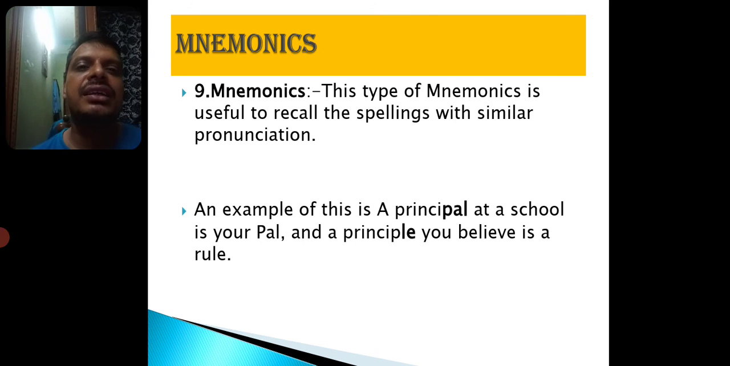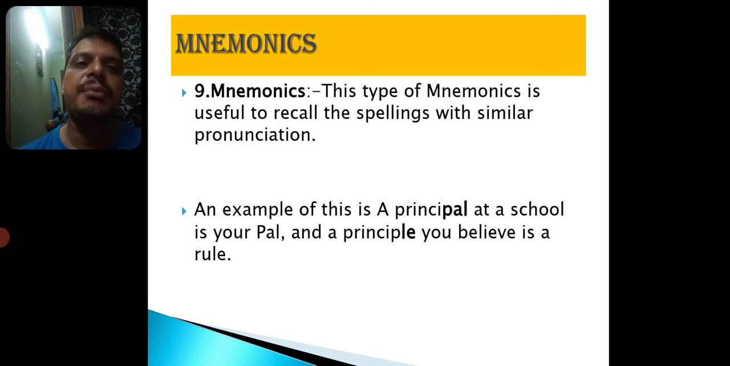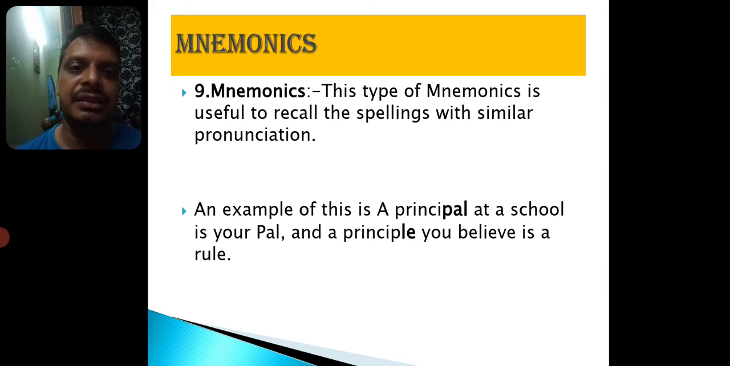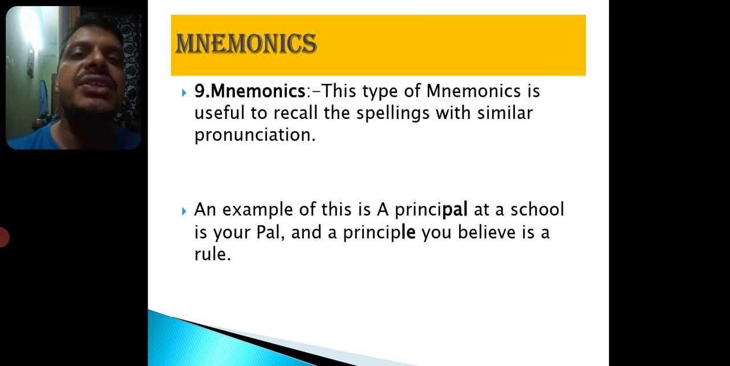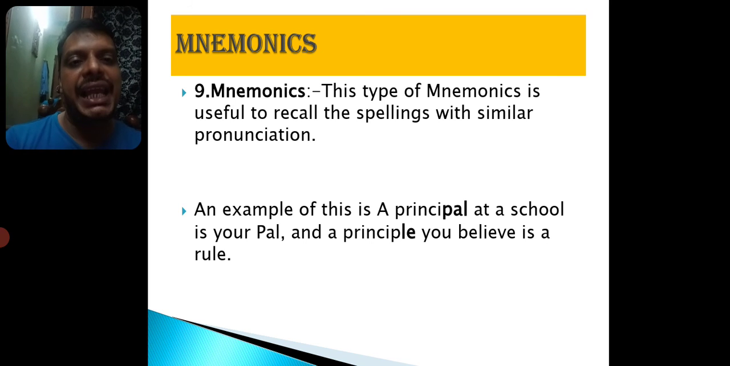Similarly, the ninth one is a mnemonic which is very useful to remember the spelling of words with similar pronunciation. For example, take principal and principle. So what example can you give? A principal at a school is your pal. A principle you believe in is a rule. So in this way the children can remember spellings.